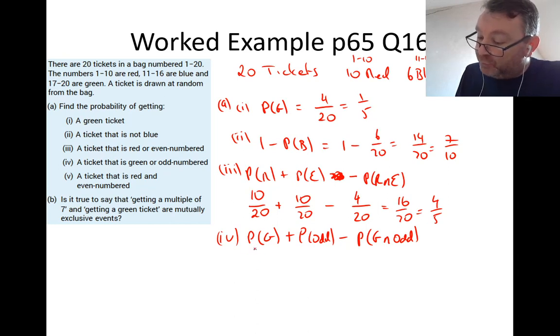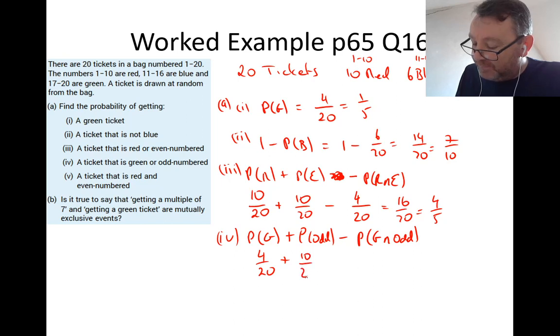So the probability of green is what? 4 over 20. We get that from here. It's 4 green. Plus the probability of odd, well, that's half the tickets because they're either even or odd. So that's 10 over 20. And then you take away from that the probability of green and odd. So go up here. Green goes from 17 to 20. So 17 and 19, they're both odd. So 2 out of the 20 are what we would say odd greens.